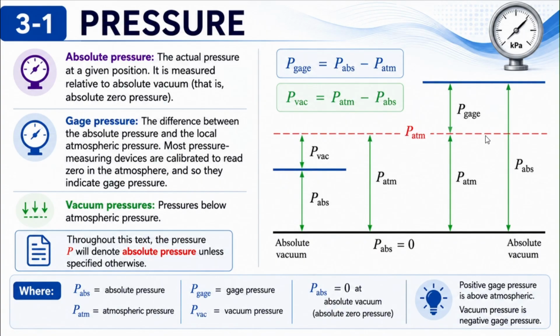Here the red line indicates the atmospheric pressure, and if the pressure is above the atmospheric pressure, then the gauge will read the gauge pressure. So whatever you see is actually equal to the gauge reading plus the atmospheric pressure. Now if the absolute pressure is less than the atmospheric pressure, the gauge reading will be the difference between atmospheric pressure and the absolute pressure.